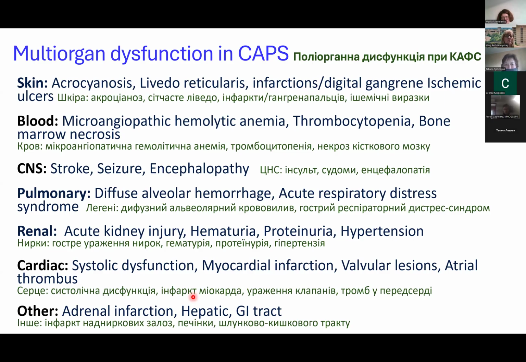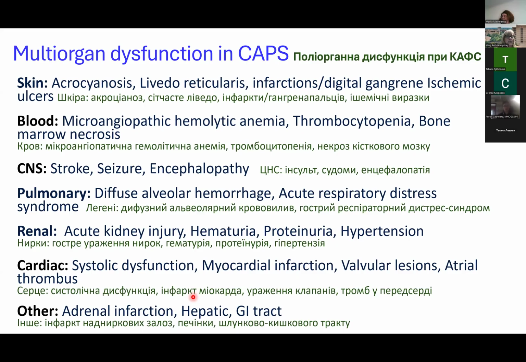They can get microangiopathic hemolytic anemia, causing their blood cells to shear and break open. They'll get thrombocytopenia as a result of that. They can actually infarct in their bone marrow and get bone marrow necrosis, which will then lead to multi-lineage anemia, thrombocytopenia, etc. They can get strokes, seizures, encephalopathy.